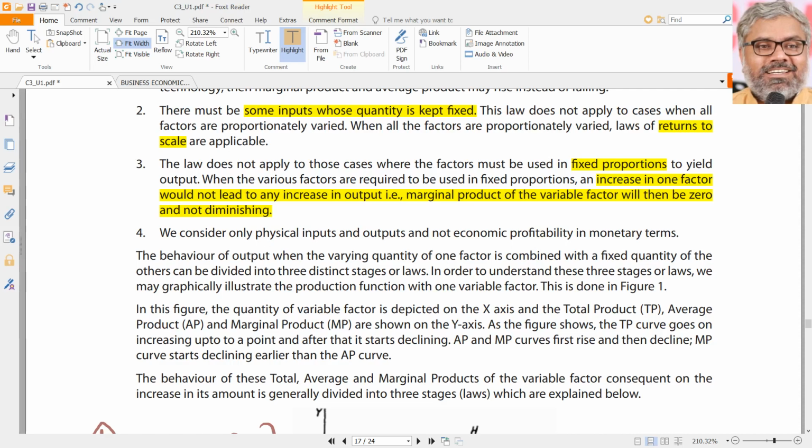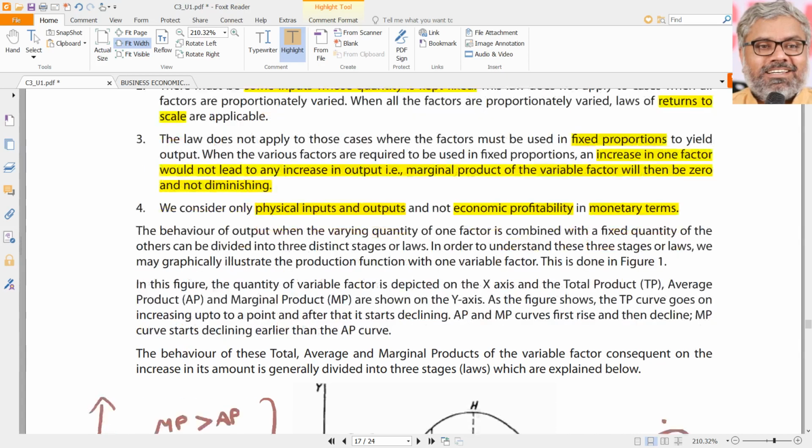And here another important assumption or limitation we can say, it's not actually an assumption. We are talking about physical inputs and outputs. Are we talking about money at all? In this chapter, no. In this unit, no. When we talk about production function, we are talking about physical units of input and output, not economic profitability. We are not talking about monetary terms. We are only talking about quantities of input and quantities of output. That's it.